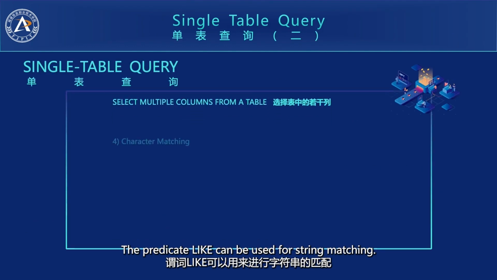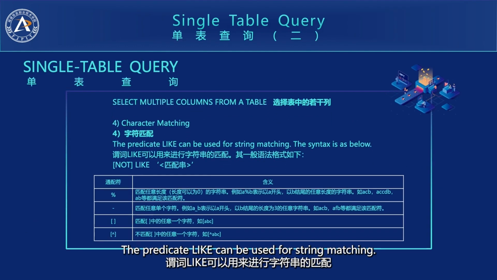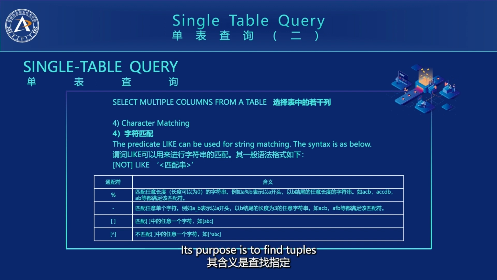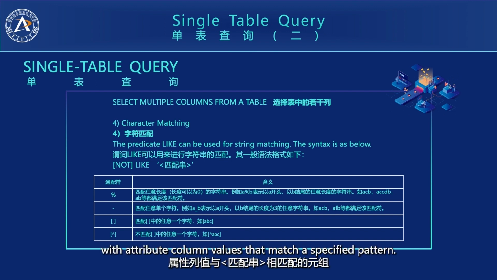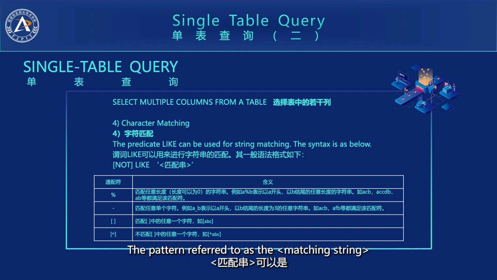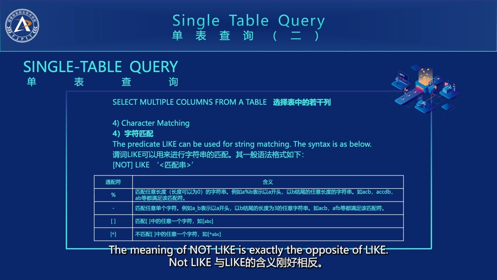The predicate like can be used for string matching. Its purpose is to find tuples with attribute column values that match a specified pattern. The pattern, referred to as the matching string, can be a complete string, or can contain wildcard characters. The meaning of not like is exactly the opposite of like.